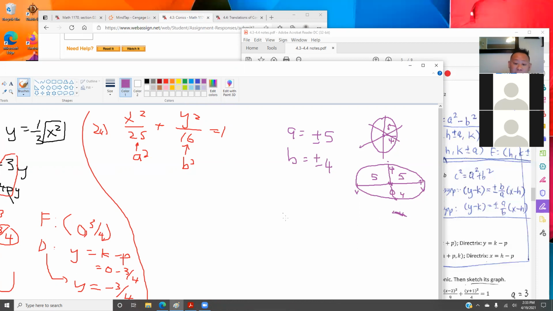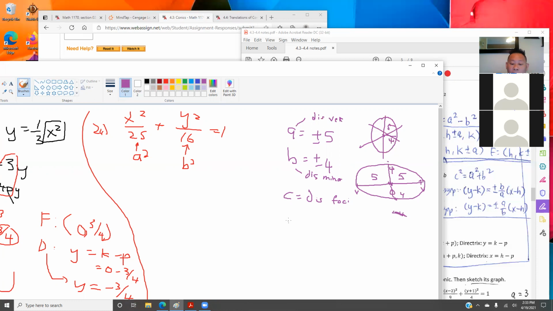How do you find c? c is the distance of the foci. This is all important, so make sure you know a is the distance of the vertex. b in this case is the distance of your minor axis, the other direction. And then c is the distance of the foci.